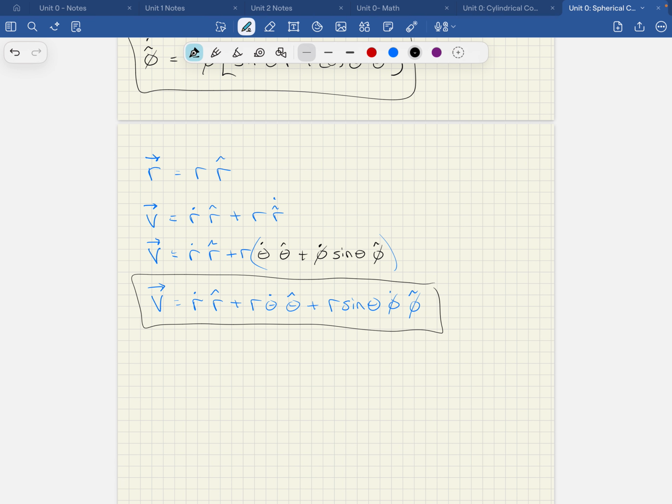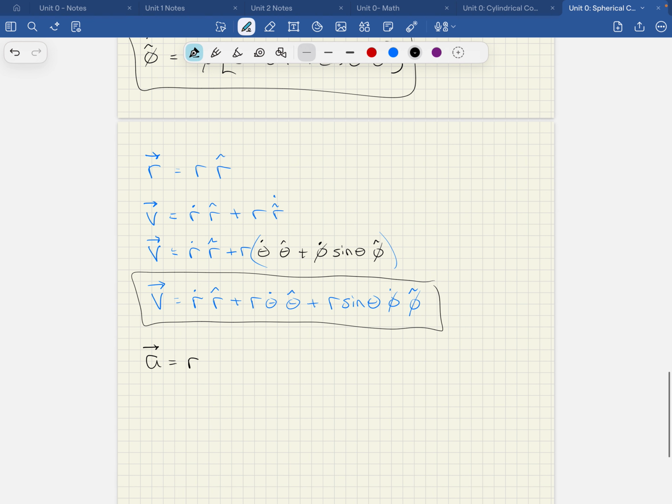Okay, well that was the easy one. Now we need to find the acceleration vector. So to find the acceleration vector, we need some product rules here. The first one's going to have two terms. That's going to be r double dot times r hat, so the derivative of the first times the second, plus r dot times r hat dot, the first times the derivative of the second.